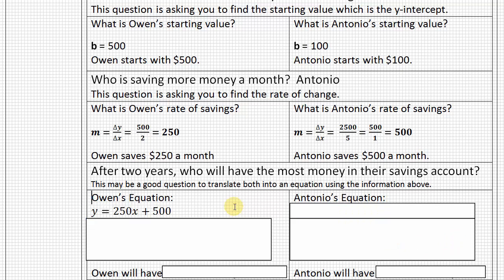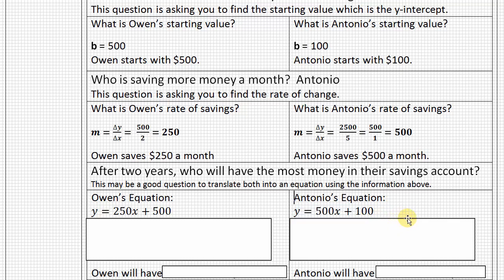For Owen's equation, I got y equals 250x plus 500. So in y equals mx plus b, his rate of change is 250. His starting value is a positive 500, and that matches with what we have up here. For Antonio's equation, I got y equals 500x plus 100. Again, you are using slope-intercept form, y equals mx plus b, so his m, or his rate of change, is $500 a month, and he started with a starting value of $100 in his savings.